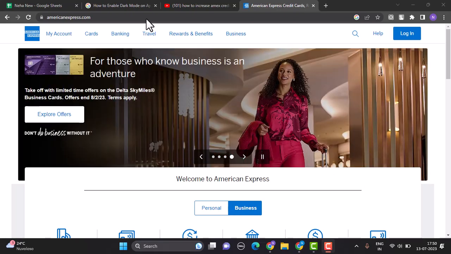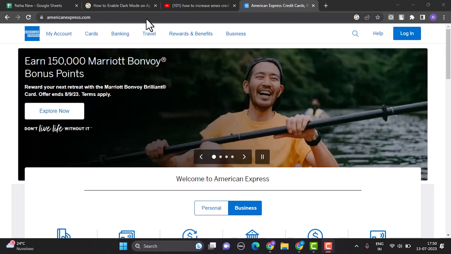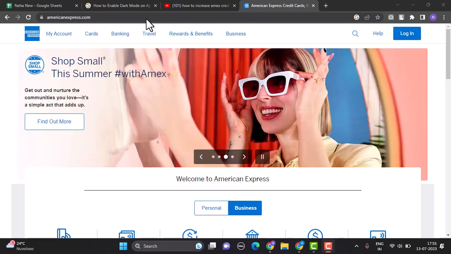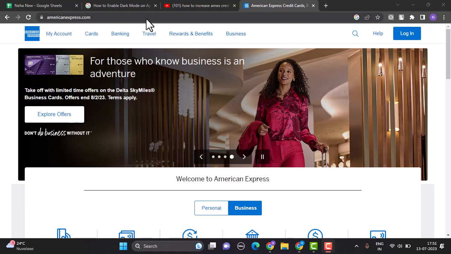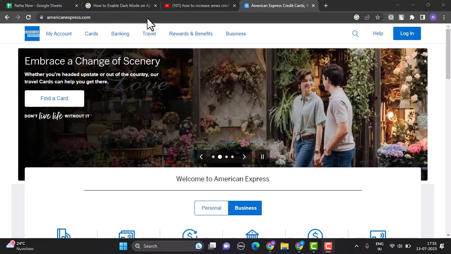Apart from that, what else you can do is contact the customer support team about the issue, and they'll provide you with the information about the process and requirements. Some credit card issuers may allow you to request a credit limit increase online or through a mobile app as well. After doing that, you need to update your financial information.